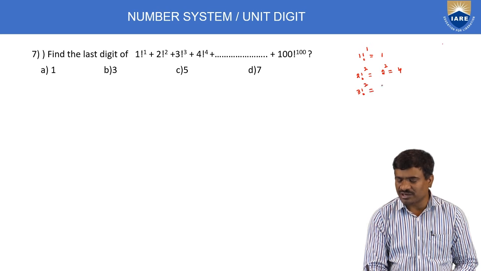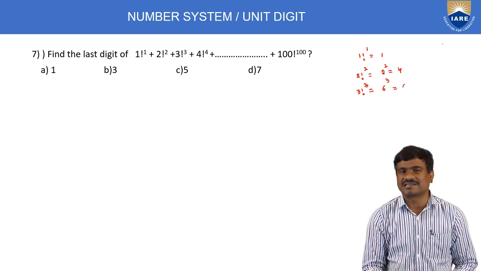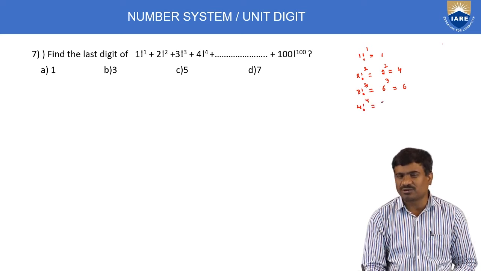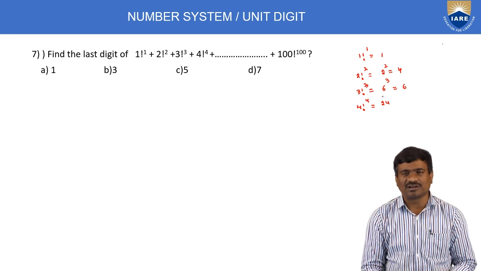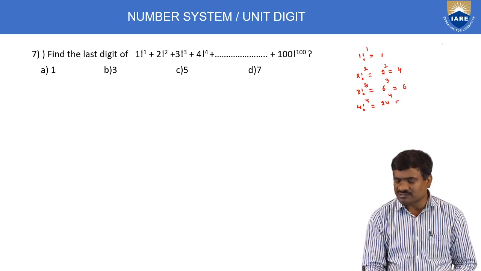Next, 3 factorial all to the power of 3. 3 factorial is 3 into 2 into 1, which is 6. 6 to the power of 3, that is 6 cubed, 216. The unit digit is only 6. Next, 4 factorial all to the power of 4. 4 factorial is 4 into 3 into 2 into 1, that is 24. 24 to the power of 4 is also written as 4 to the power of 4, only 6.